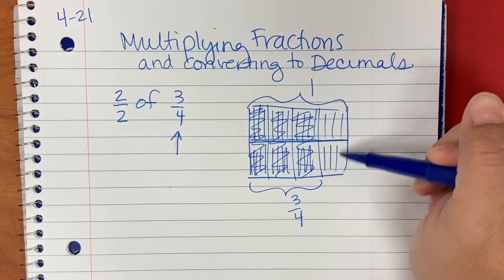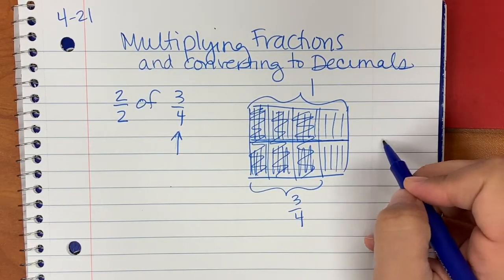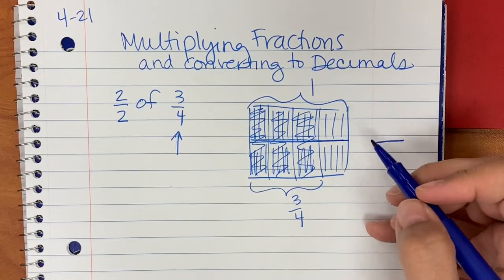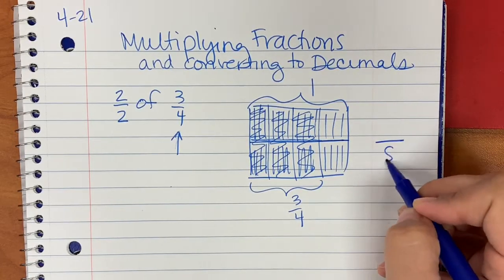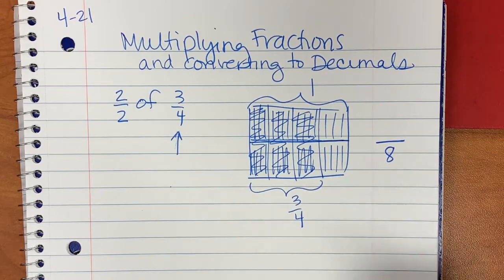Sorry, I should be using colors, but I'm not. And then we're looking at how many parts total we have. So we have 8 parts total. And then we're looking at what parts are overlapping. So that's 6 out of 8. And then you could simplify. Now, we have to convert this to a decimal.